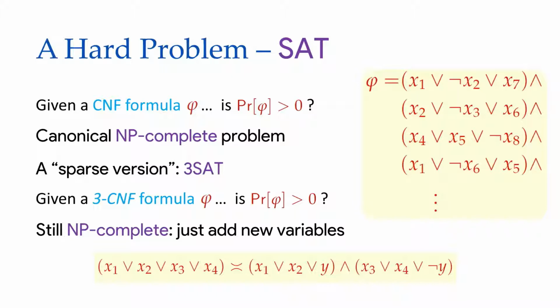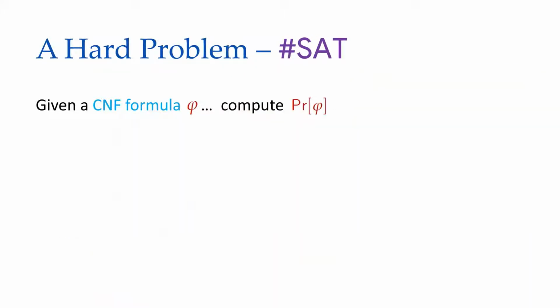Something similar happens in the world of counting. In the sharp SAT problem, we're given a CNF formula phi and are tasked with computing its exact fraction of satisfying assignments. Since we know the number of variables n in the input formula, this is equivalent to counting the number of satisfying assignments. Just like how SAT is NP complete, sharp SAT is complete for the class sharp P, which is the complexity class associated with counting problems. I won't say much about this class except that by results like Toda's theorem, we can think of sharp P complete problems as being in some sense even harder than NP complete problems.